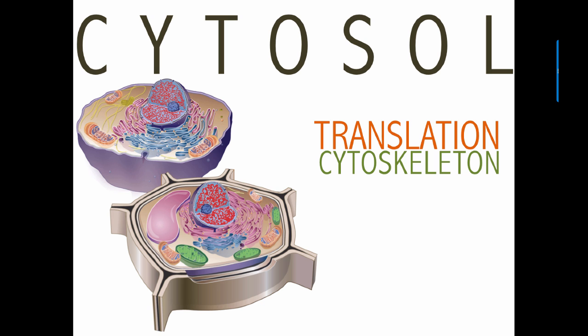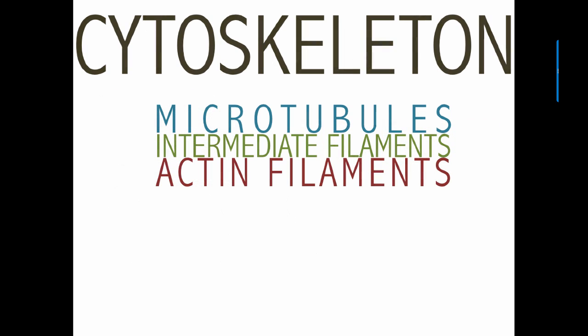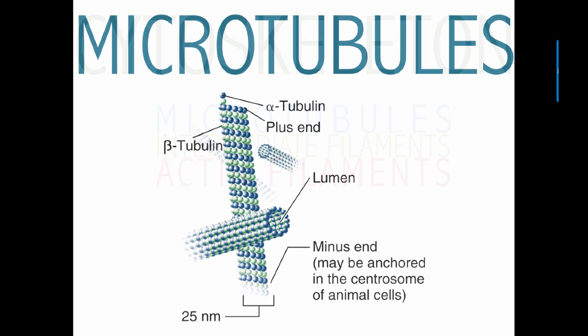The cytosol is also the home to the cytoskeleton. We'll talk about that in a little bit more detail in a few minutes. So the cytoskeleton is made of three structures: microtubules, the intermediate filaments, and the actin filaments. And in your textbook there's a table which compares and contrasts these three structures, and so it's probably a good idea to be able to compare and contrast these yourself. So we'll look at each of these in turn. We'll start off with the microtubules.